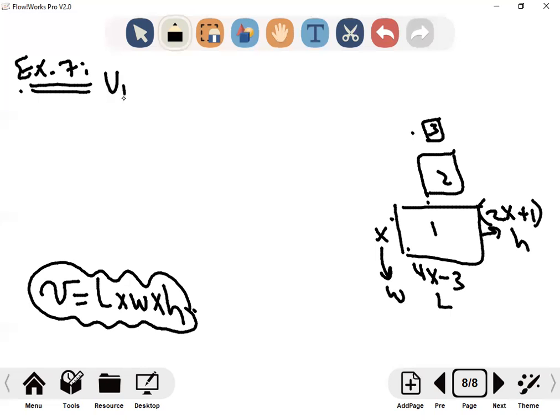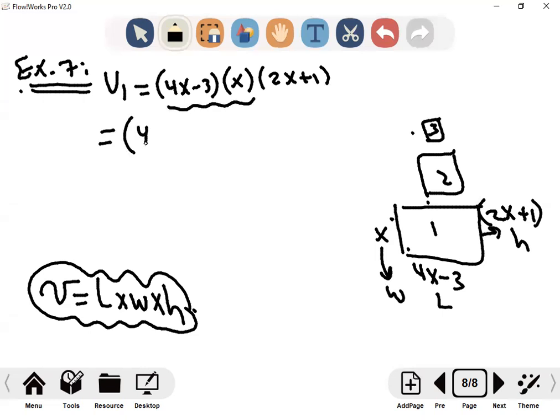Volume 1, I will call it, means the volume of tier 1. You can use your copybook or you have spaces. Volume 1 equals length multiply width multiply height. What's the length? 4x minus 3, multiply the width x, multiply the height 2x plus 1. Now simplify until you have the volume. 4x times x first, 4x power 2, minus 3x.